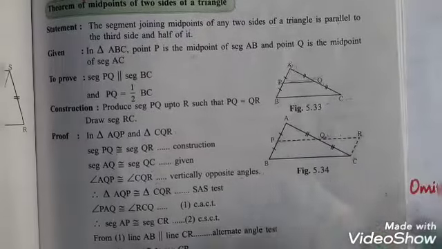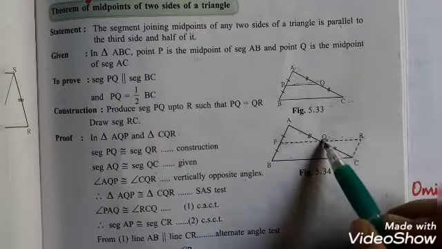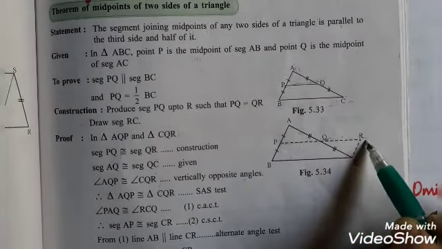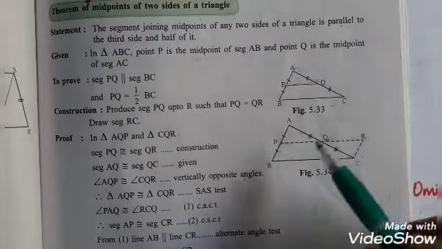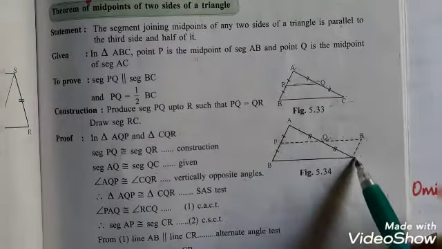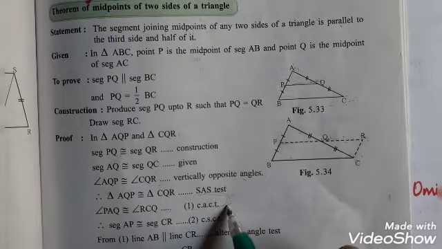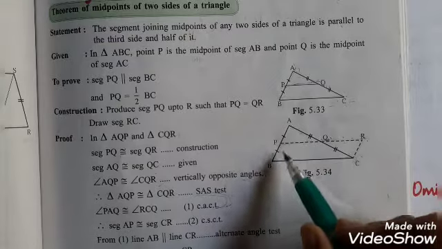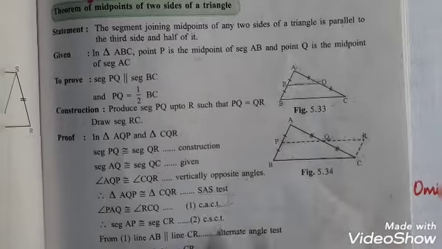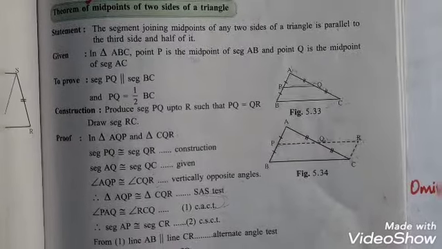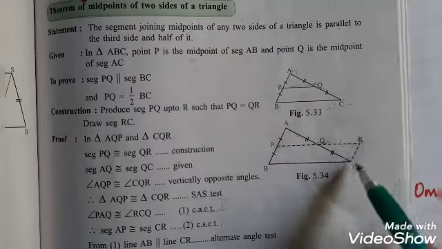Next, angle PAQ and angle QCR form corresponding angles of congruent triangles. Another is the corresponding side, that means AP is congruent to RC, that is the corresponding sides of congruent triangles. So now line AB is parallel to line RC.